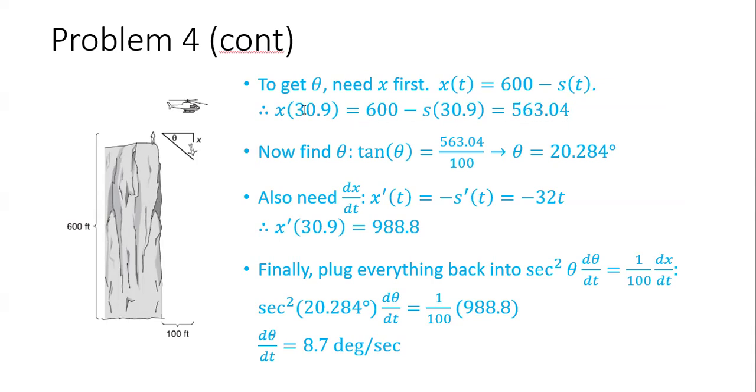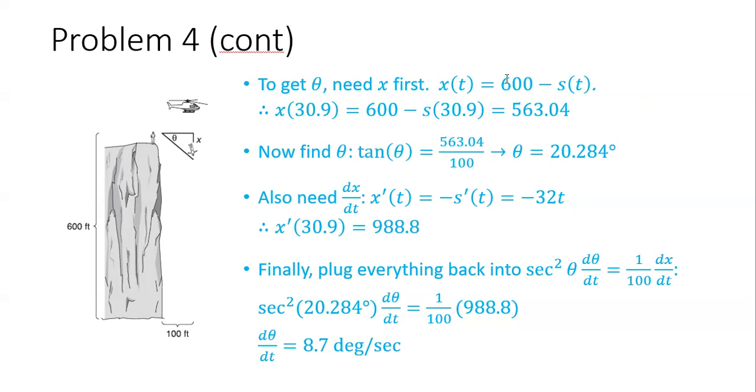So after 30.9 seconds, I think it was seconds, right? This person would have fallen some amount, and she, I think it was an actress, right? She will be at 563.04 feet. Okay, so now that we found x, we can find theta. So tangent theta is our x, 563.04, over the 100 still fixed. Okay, so theta, if we put it in our calculator, is 20.284 degrees.